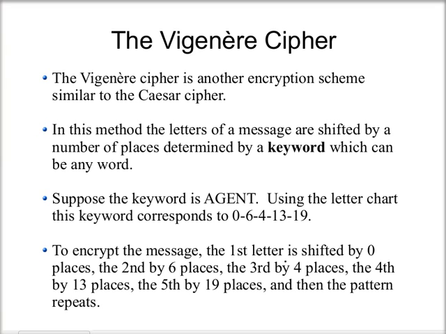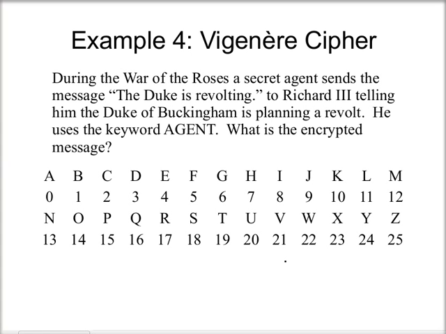For example, if I wanted to use the keyword agent, then using the letter chart, this keyword corresponds to 0, 6, 4, 13, and 19. Then to encrypt my message, I would shift the first letter by 0 places, the second letter by 6 places, the third letter by 4 places, the fourth letter by 13 places, the fifth letter by 19 places, and then repeat that pattern.